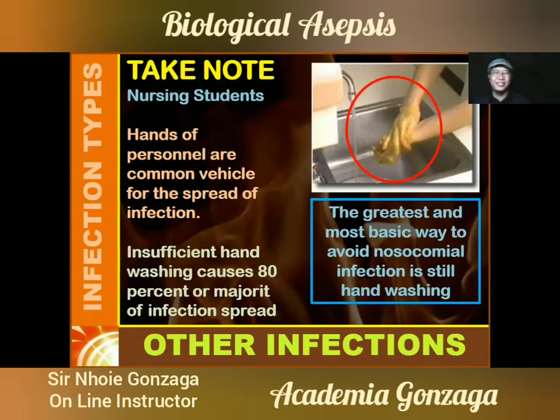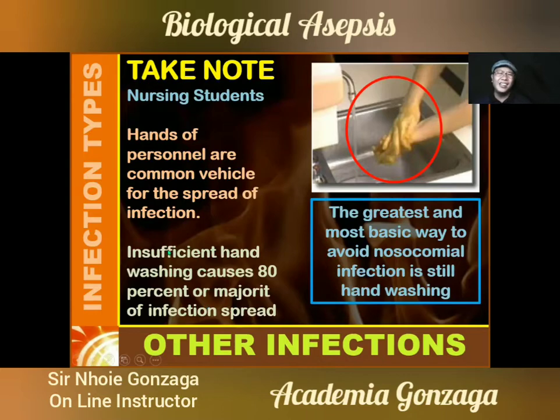Now, take note. Hands of personnel are a common vehicle for the spread of infection. That includes your hands, dear students. It's always the hand, because it's the hand that reaches the eyes, the head, the body, the anus, the legs. It's the hands that are used by the body to touch one part of the body and touch another part of the body. Insufficient hand washing causes 80% or the majority of infection spread.